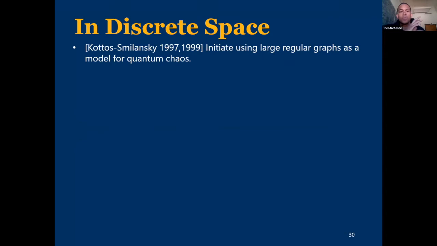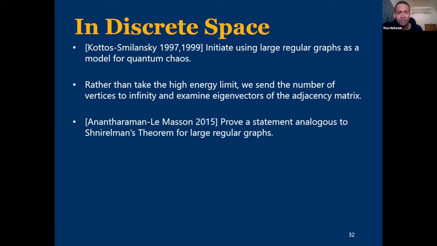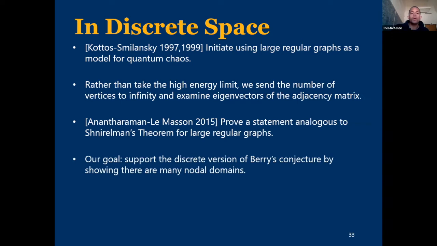Once again, that was in continuous space, but discrete graphs and specifically regular graphs have been used for over 20 years as models of quantum chaos. And in these models, instead of looking at the high energy limit, we often send the number of vertices to infinity and examine eigenvectors of the adjacency matrix. A very prominent result in this line is one of Anantharaman and Le Masson in 2015, who showed an analogous statement to Schnirelman's theorem for large regular graphs, which is once again the equidistribution of eigenvectors. So as I said before, we want to show that there are many nodal domains to support this discrete version of Berry's conjecture.